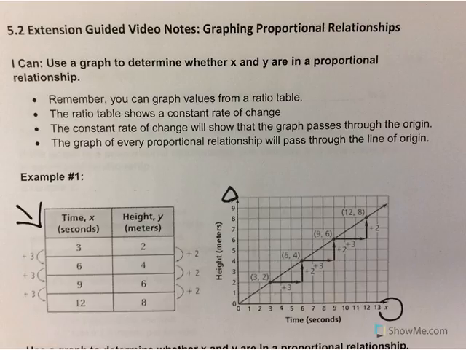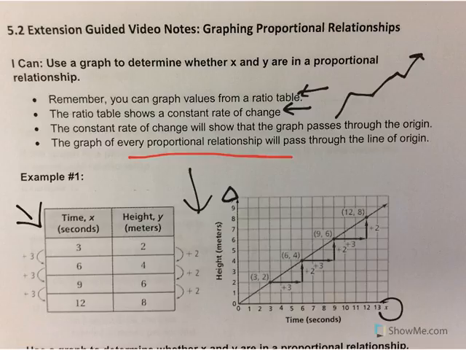A couple of things. Remember, you can graph them from a ratio table, as shown down here. The ratio table shows a constant rate of change. That means your line is not jagged edge like that. It's a straight line. The constant rate of change will show the graph passes through the origin. The graph of every proportional relationship will pass through the origin. So the origin is right there at 0, 0.